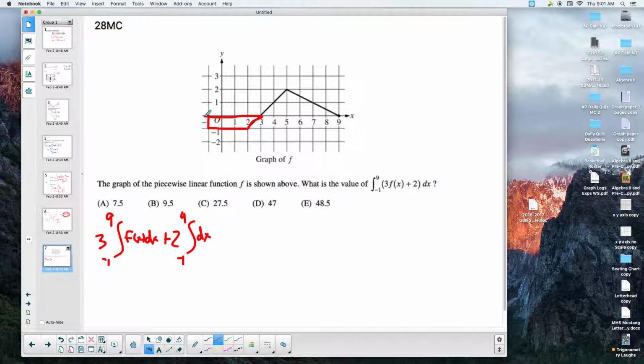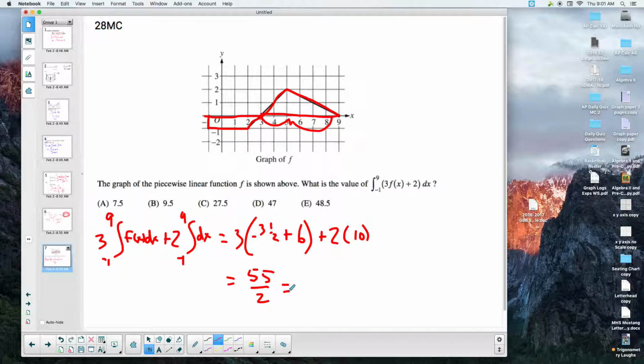That has an area of 3.5. Since it's negative, we go negative 3.5 plus the area from here to here. This gap is 6. Half of 6 is 3 times 2 is 6. Plus 2 times negative 1 to 9 is 10. Add that up, simplify it, you get 55 halves, which is 27.5, which I can see right here.